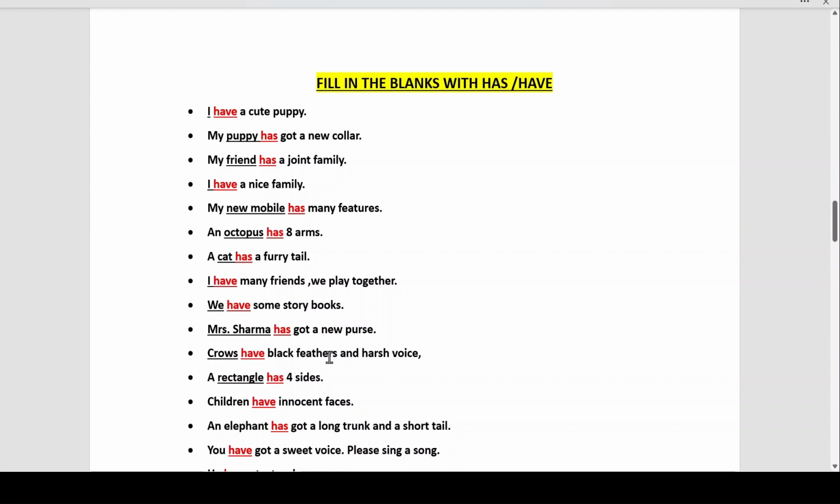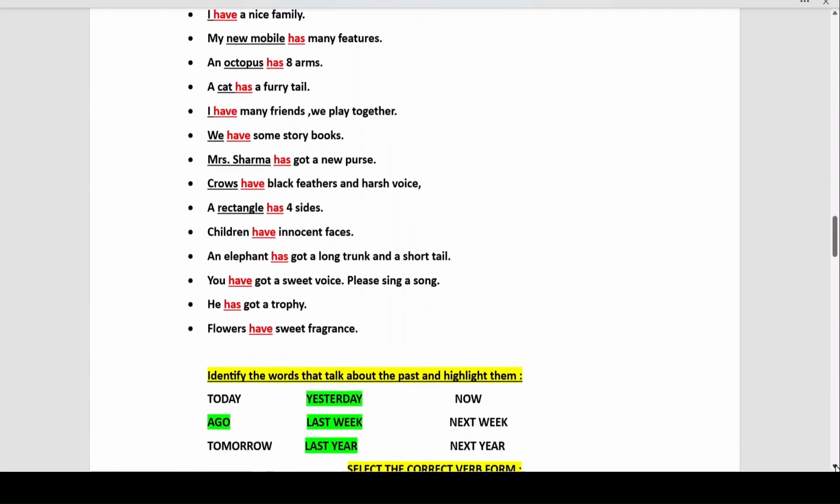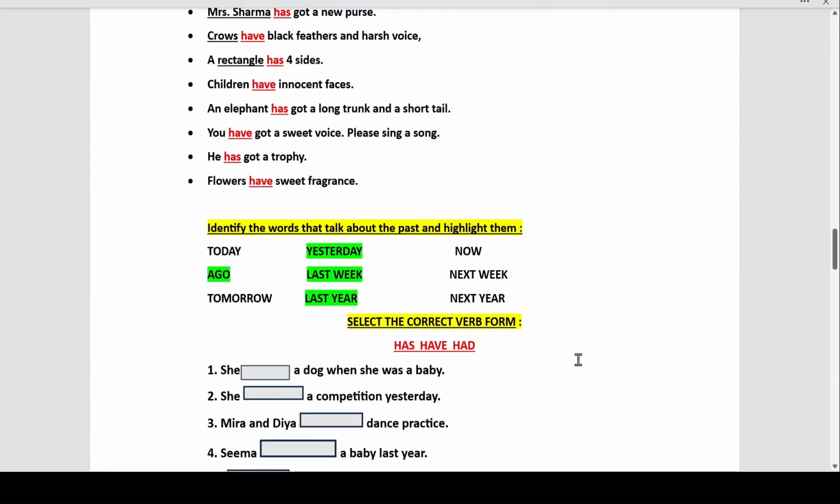Crows have black feathers and harsh voice. Now, why have I used have over here? Because our subject crows is a plural subject, and we know have is used after I, you, they, we, or any plural subject. So, crows is your plural subject. Next, a rectangle has four sides. What is the subject here? Singular subject, a rectangle. Next, children have innocent faces. Children is your subject and it is plural. So we use have after that.